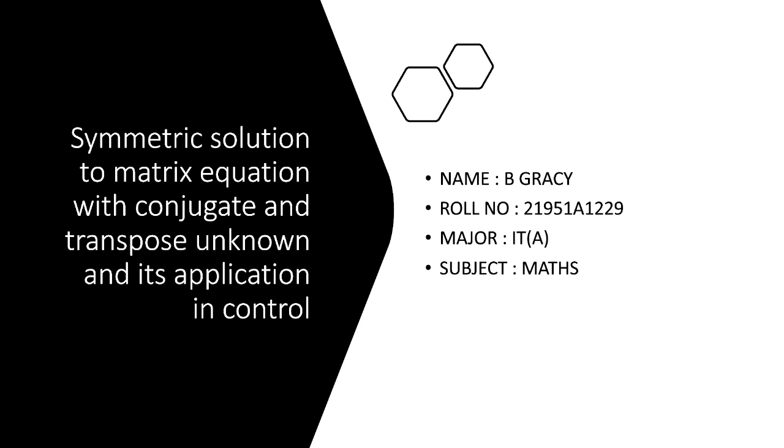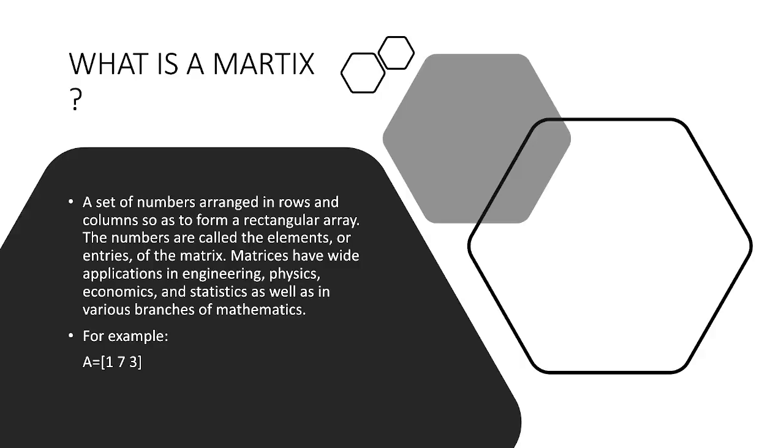My topic is about symmetric solution to matrix equation with conjugate and transpose unknown and its applications in control. What is a matrix? A set of numbers arranged in rows and columns so as to form a rectangular array. The numbers are called the elements or entries of the matrix. Matrices have wide applications in engineering, physics, economics, and statistics, as well as in various branches of mathematics.